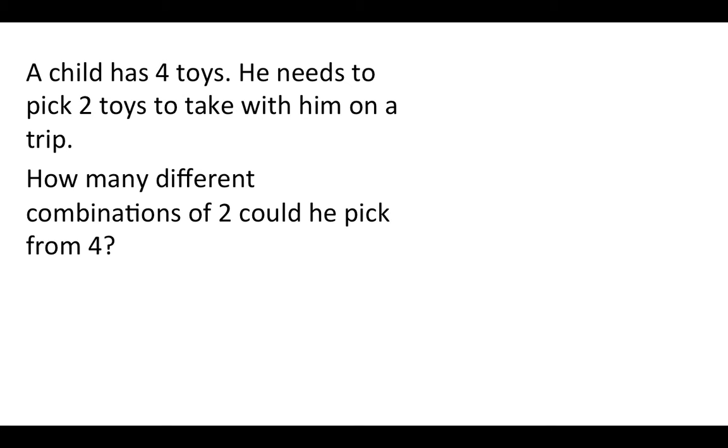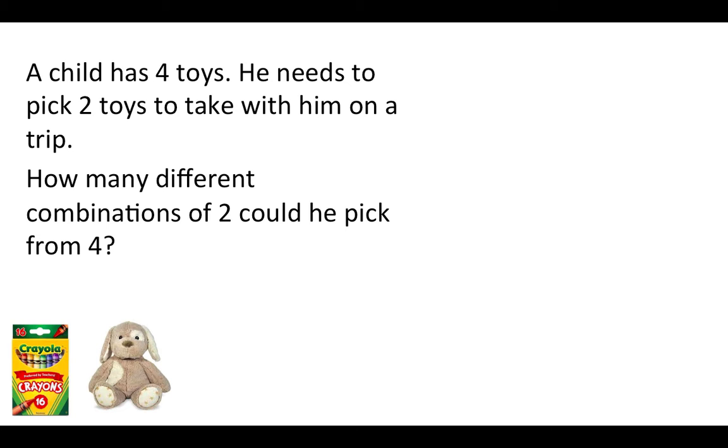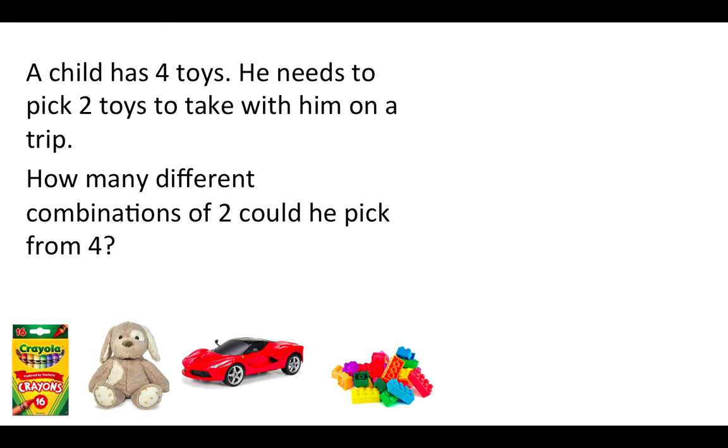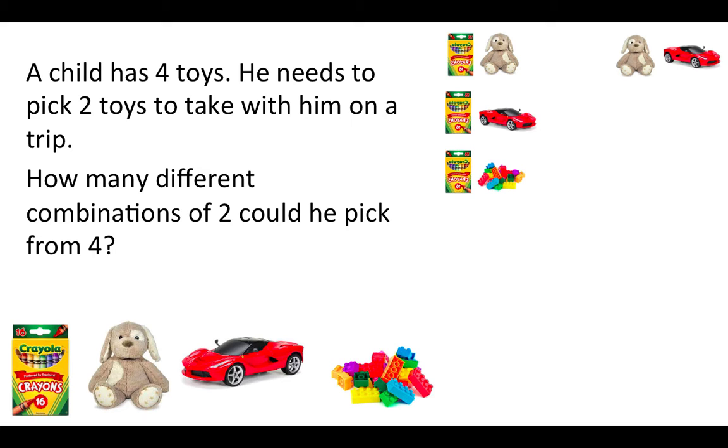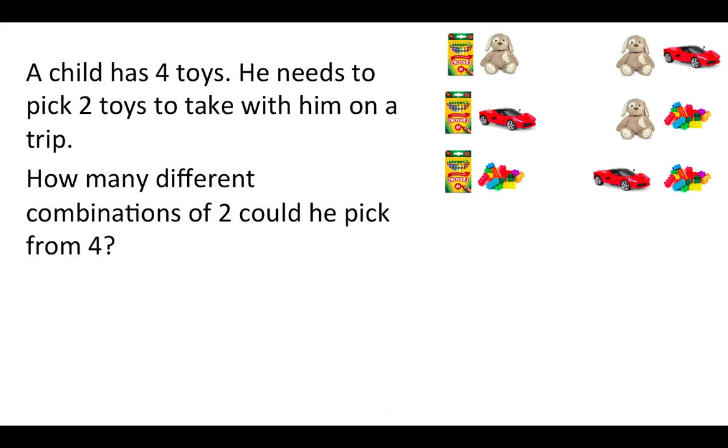A child has 4 toys. He needs to pick 2 toys to take with him on a trip. How many different combinations of 2 could he pick from 4? So let's say that he has crayons, a stuffed toy, a car, and some blocks. He could choose the crayons and the stuffed toy, the crayons and the car, the crayons and the blocks, the stuffed toy and the car, the stuffed toy and the blocks, or the car and the blocks. So there are 6 different ways, given 4 objects, that he could choose 2. We could also write this as 4 choose 2.